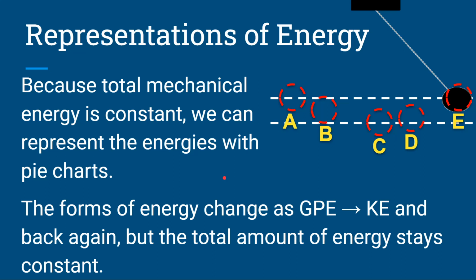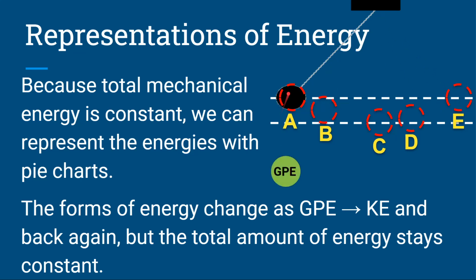Okay, because that total mechanical energy is constant, we can represent the energies with pie charts. You guys know pie charts from elementary school, but pie charts show parts of a whole. And so if the whole amount of energy is constant, we can show how the parts within that total are changing by showing different size pie pieces. And again, the forms of energy change as gravitational potential energy converts to kinetic energy and back again, but the total amount should stay constant.